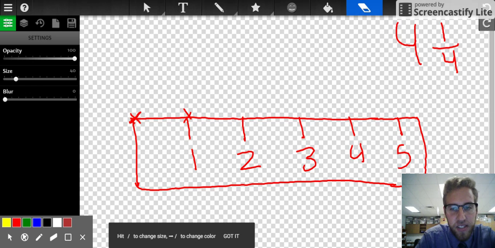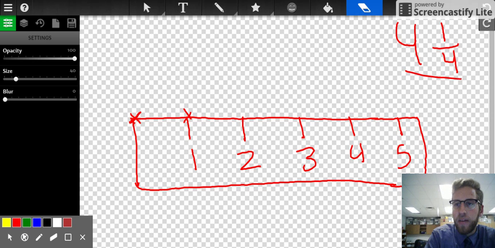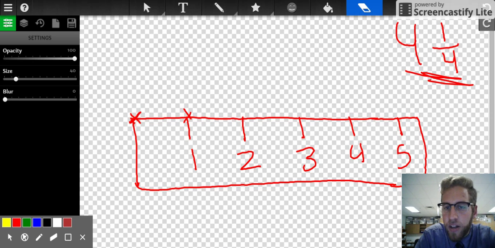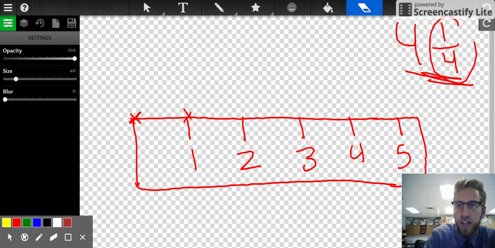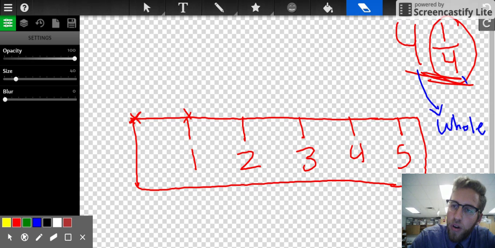Okay, so I got 5 inches here. And on my ruler, if we're going to say a mouse is 4 1/4 inches long, again, this 4 is our whole number, so it's 4 whole inches long. And then another 1/4 of an inch, so that's our fraction.